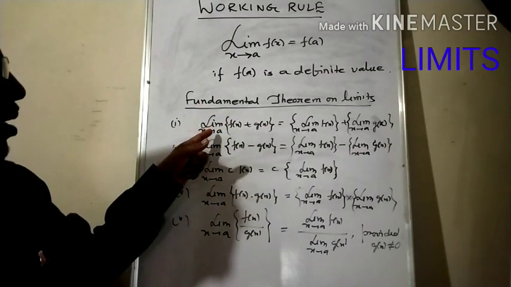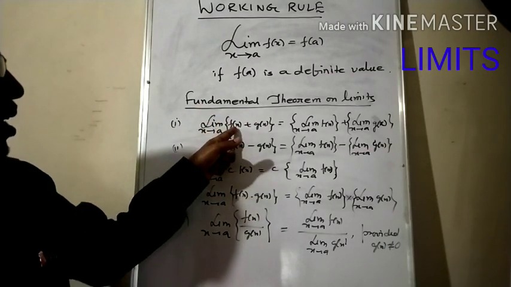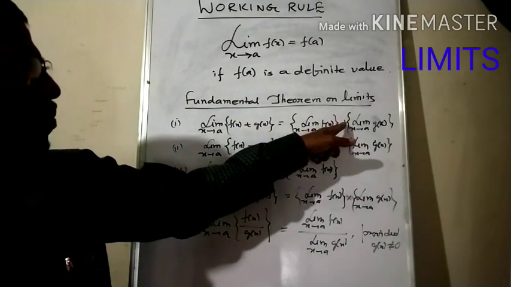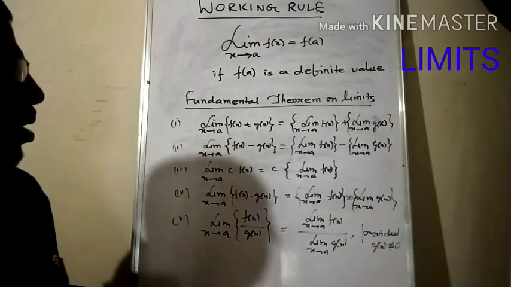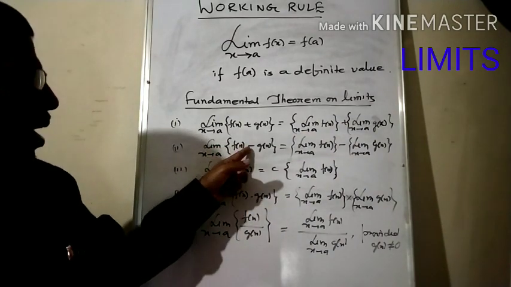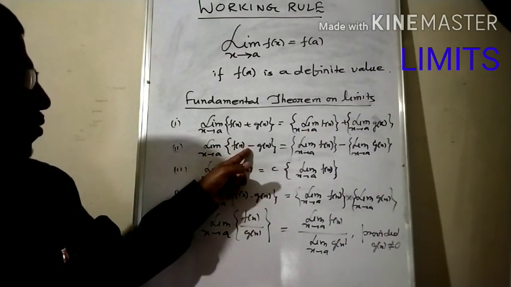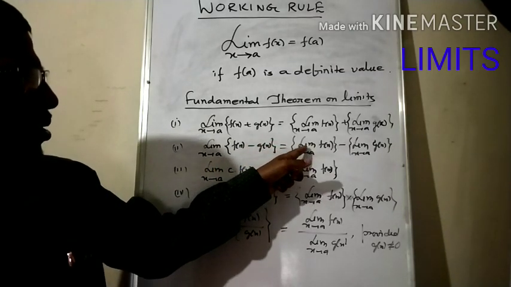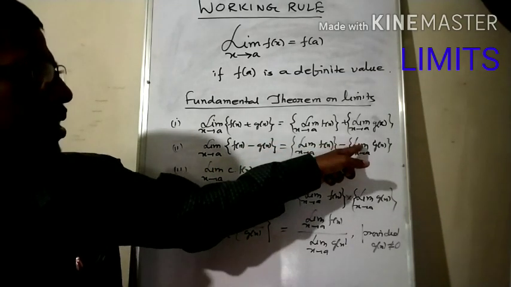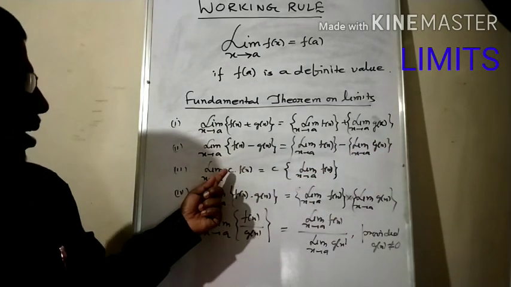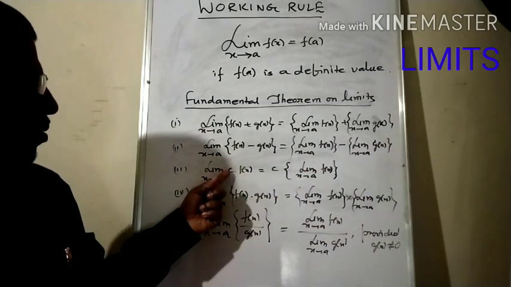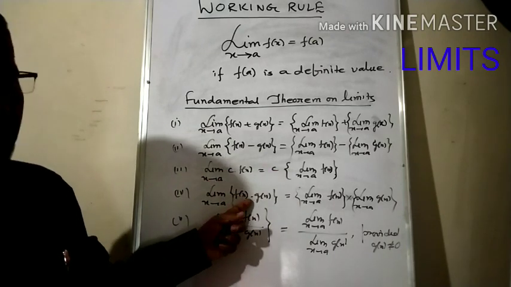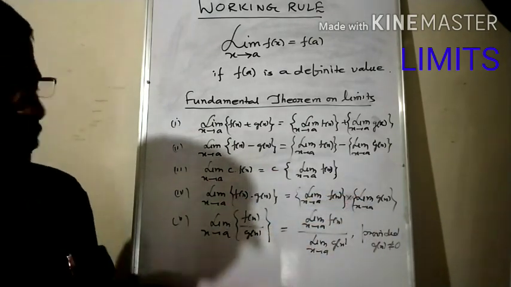These are the fundamental theorems we have to know. The limit of the sum of two functions is equal to the sum of their limits: limit x tends to a f of x plus limit x tends to a g of x. Similarly for the difference: limit x tends to a f of x minus limit x tends to a g of x. If c is a constant, a definite value, you can keep it outside the limit. If it is a product, we can multiply the product of their limits.